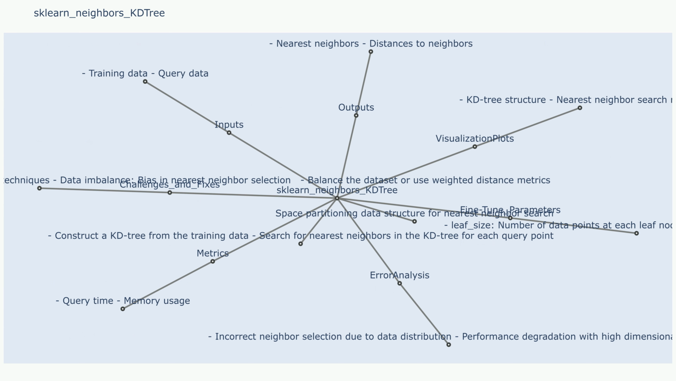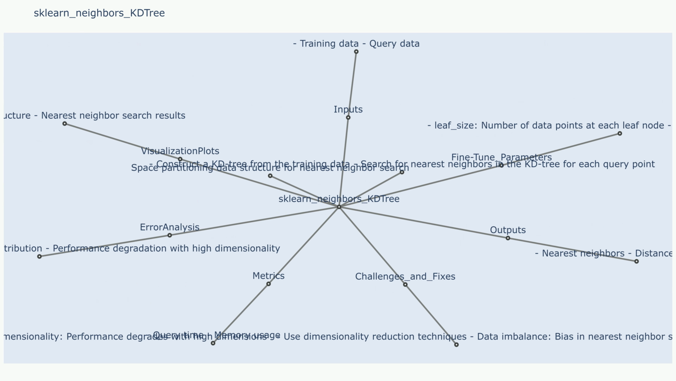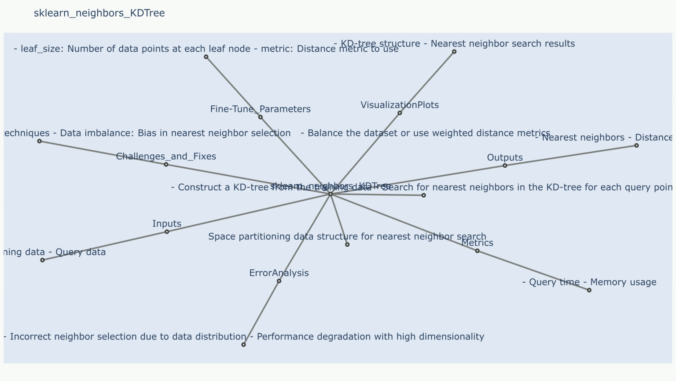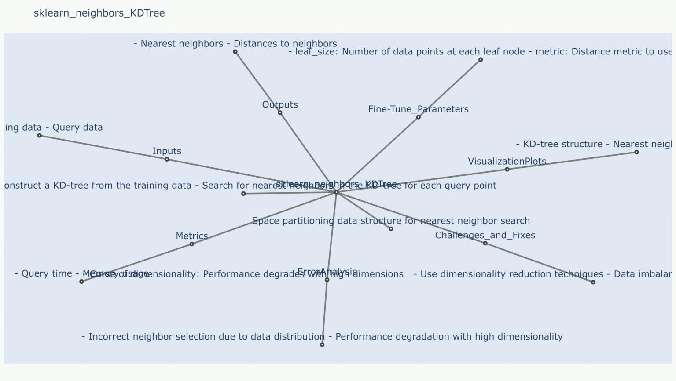Inputs. X. A NumPy array representing the data points. Each row corresponds to a single data point, and each column corresponds to a dimension. Leaf size. An integer specifying the maximum number of data points to store in a leaf node. The default value is 30. Outputs. KDTree object. The fitted KD-tree object that can be used for nearest neighbor search and range queries.